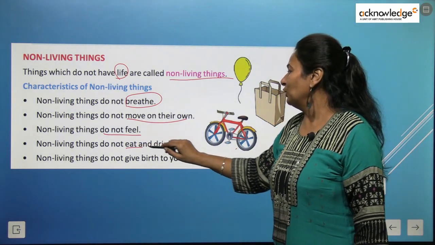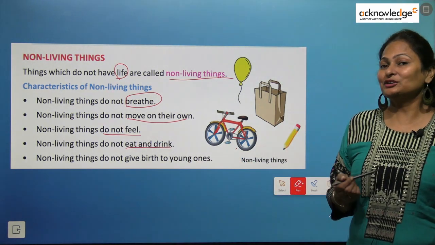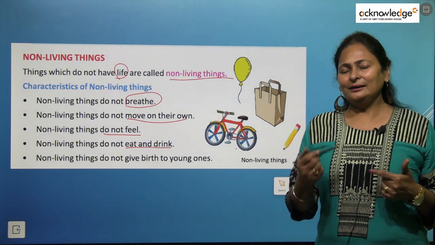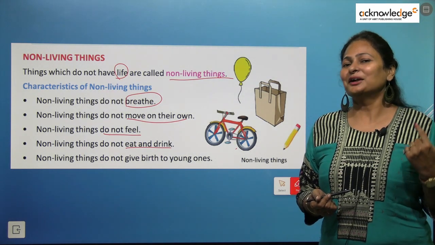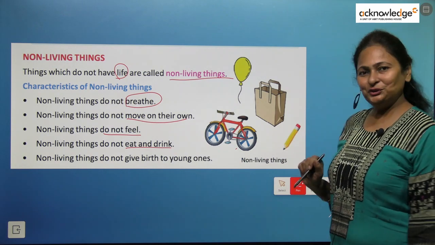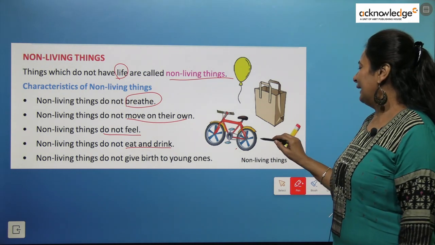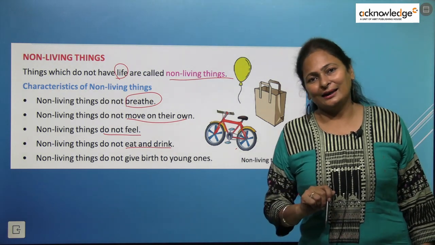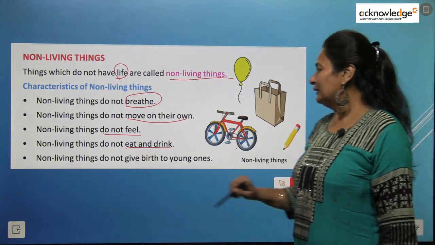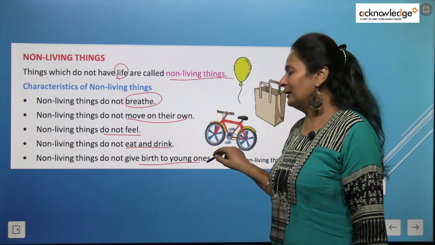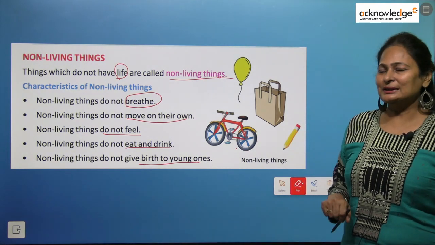Non-living things do not eat and drink. Does a cycle need food to eat? No. Or water to drink? Correct. A cycle doesn't eat and drink. Non-living things do not give birth to their young ones, right?